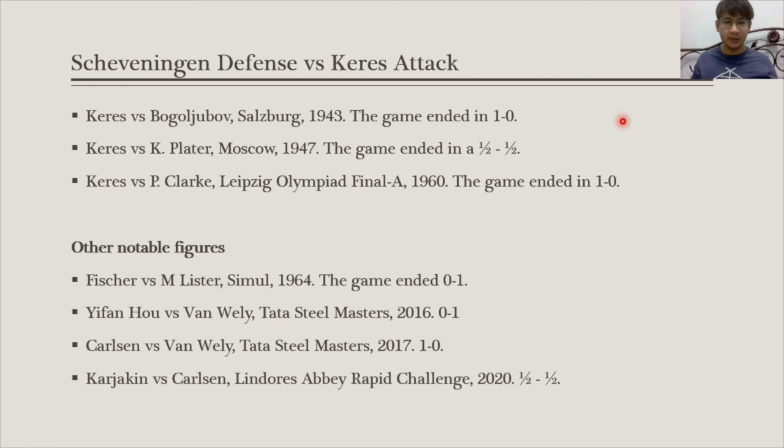The Keres Attack was first used against the Scheveningen defense in 1943 when Keres himself played against Bogoljubov in Salzburg, and the game ended 1-0 in favor of Keres. Against Kepler in Moscow, 1947, it ended in a draw. And finally, versus Clarke in the Leipzig Olympiad, Final A, 1960, the game ended in Keres' favor. And that's all for me.